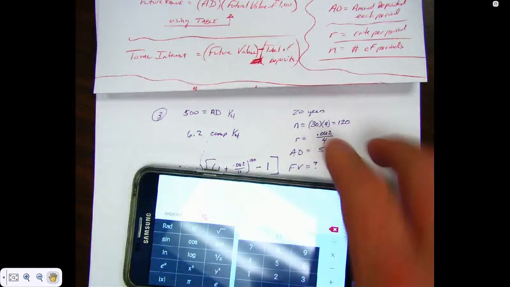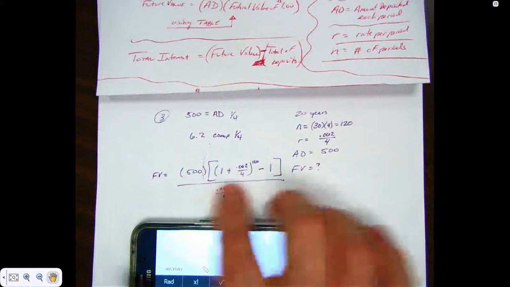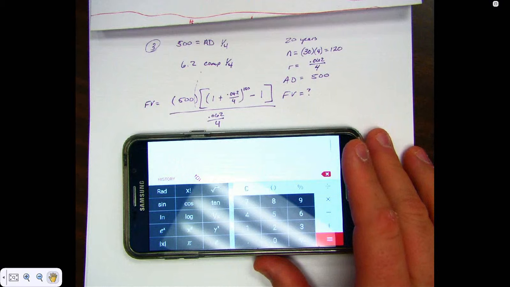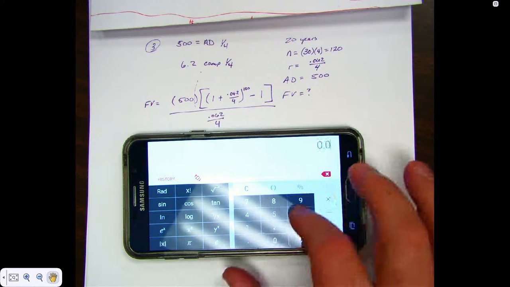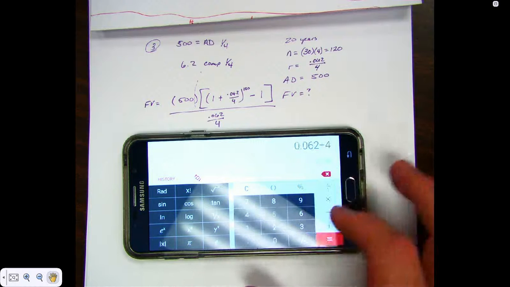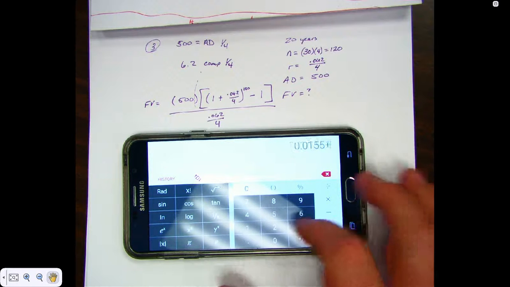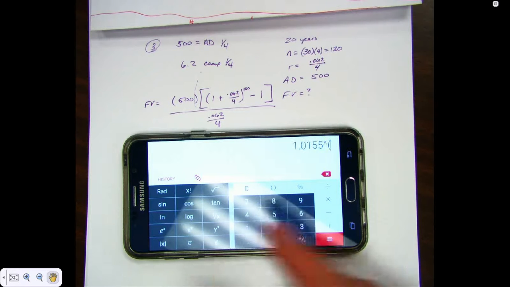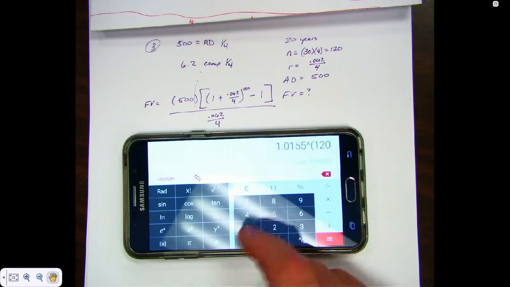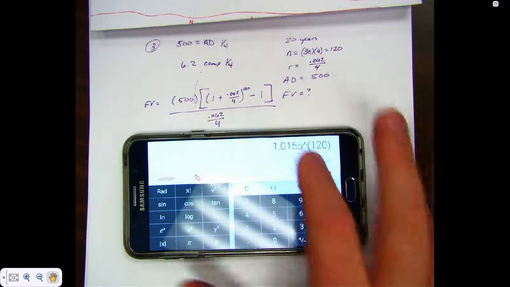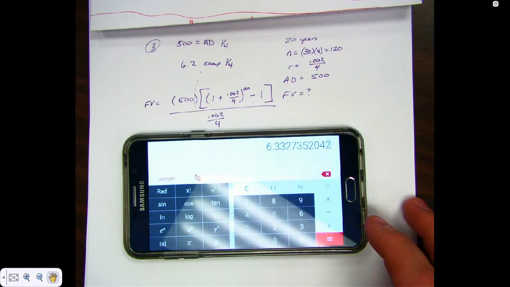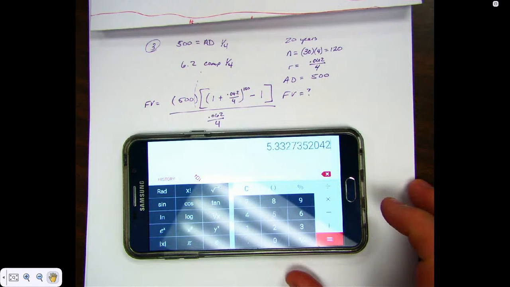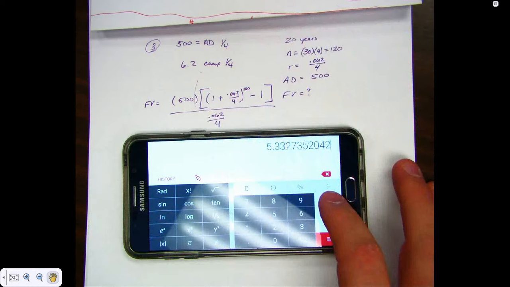Okay, here we go. First, I'm going to figure out the stuff inside here. So the first thing I'm going to do is say .062 divided by 4 is equal to that. Then I'm going to add 1, get equal to. And then I'm going to take that to the what? 120th power. Close my parentheses. You guys see where I'm at? So I've got that. Then what does it say to do? Minus what? 1. So I've done everything inside here, right?